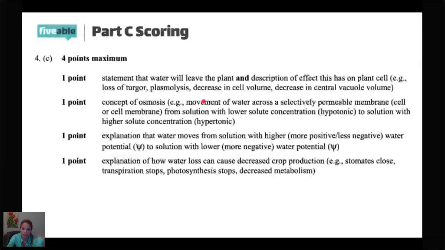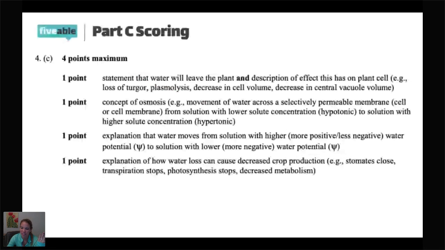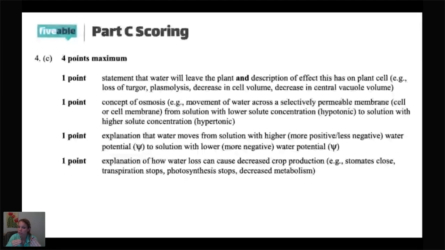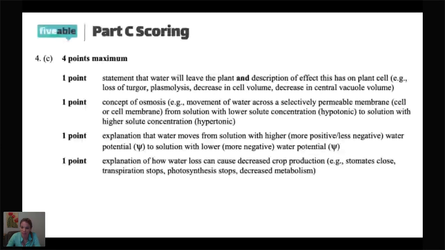So for your part C scoring, there's 4 points maximum. This is a long question. So you've got to talk about how water is going to exit the plant. And we already kind of know this. Water dehydrates you. That's why they tell you don't drink seawater. So you can kind of run with that. But it is a plant. So you've got to emphasize how this would be a plant cell as opposed to you. You've got to talk about osmosis, how these things are going to move across a membrane. You've got to talk about how water moves from solutions with higher water potential to lower water potential, and how that water loss can cause decreased crop production. So you've got to be very, very, very specific about how that salt is going to hurt that plant.